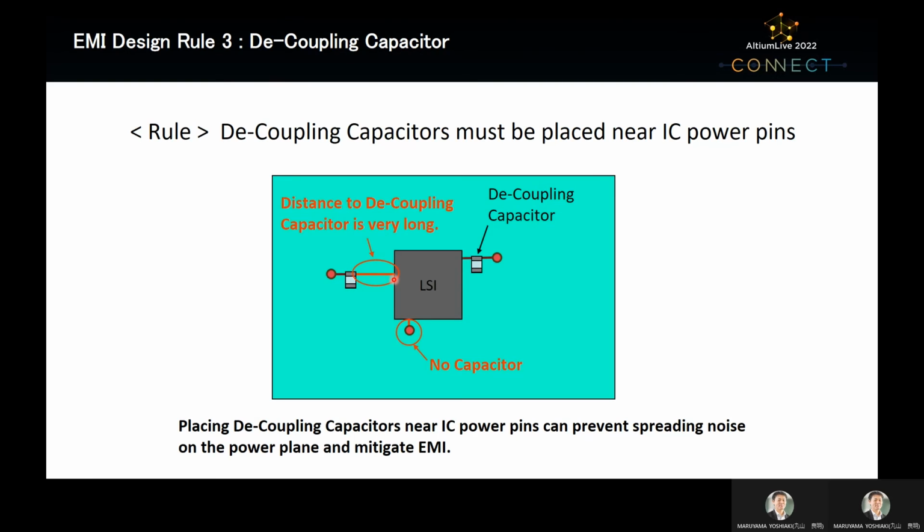The last rule is the decoupling capacitor. The capacitor must be placed near the IC power pin. The closer the capacitor is to the power pin, the more effective it is.